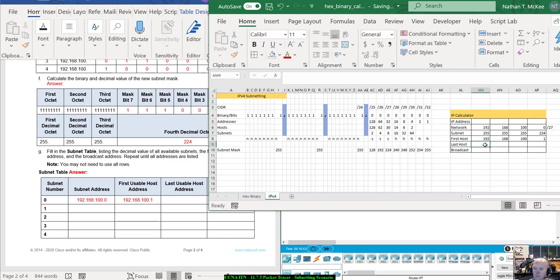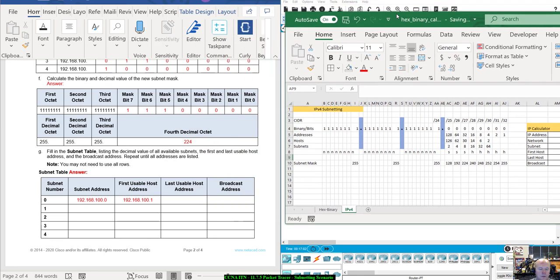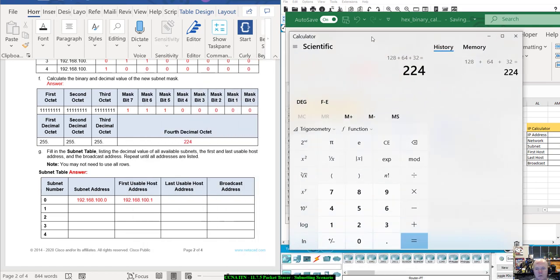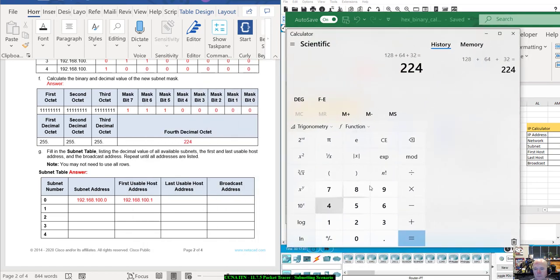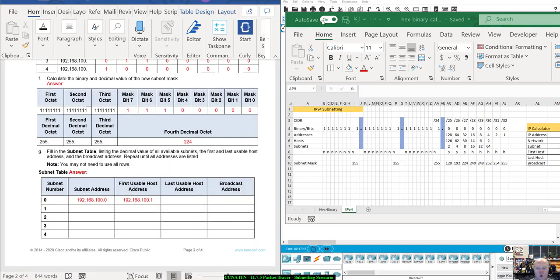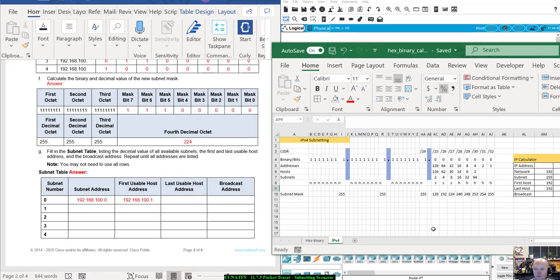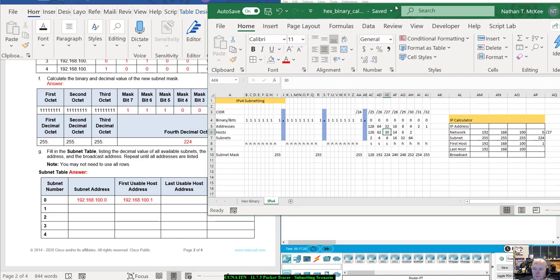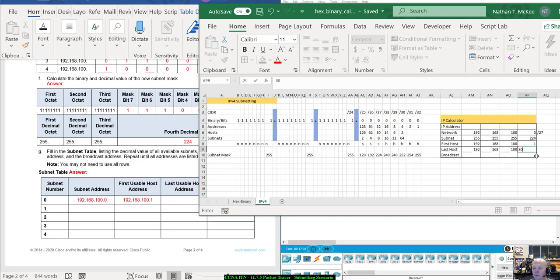All right, last host address, 192.168.100, and so we're doing a 224. So if we did 256 minus 224, all right, 32 addresses per subnet, and I want to verify on here. All right, 32 addresses per subnet, so 30 usable addresses. So .30. All right, .31 would be our broadcast.